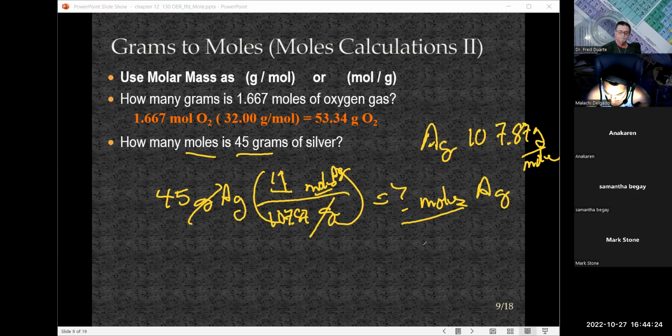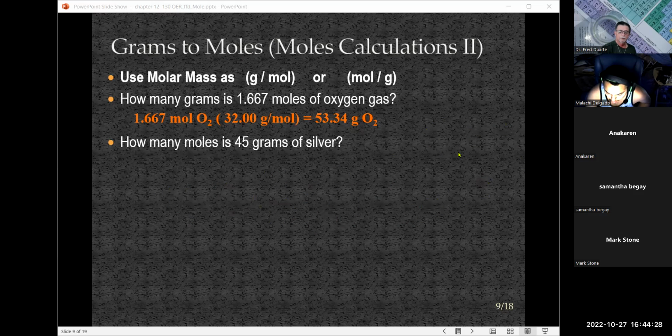Okay. All right, and that becomes 4.42 moles of silver.